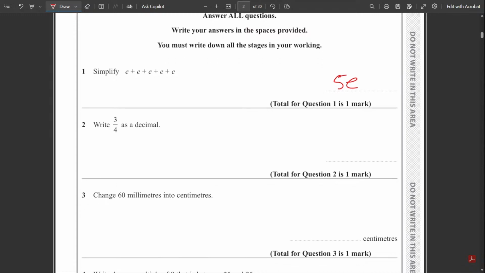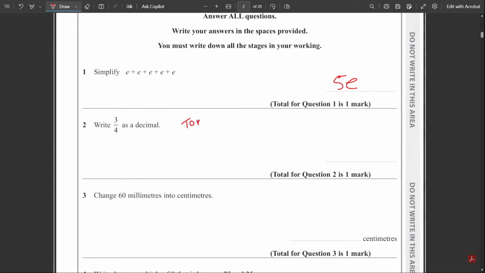3/4 as a decimal. Changing a fraction to a decimal is doing top divide by bottom. It's a non-calculator paper, so we're doing 3 divided by 4. 4 doesn't go into 3, so you carry 3 forward, you use a decimal, and you add as many zeros as you like. 4 goes into 30 7 times with 2 remainder. 4 goes into 20 5 times with no remainder, so we get our answer 0.75.